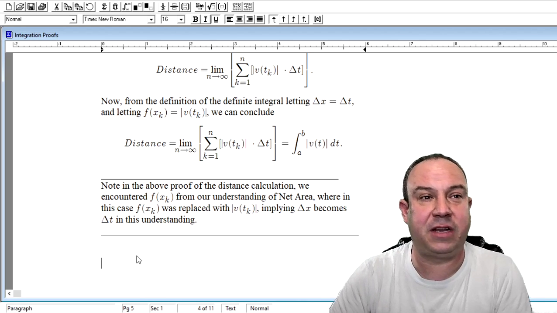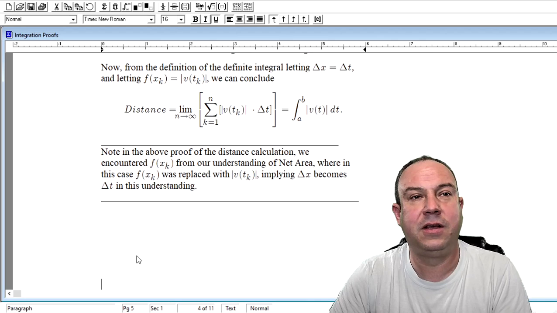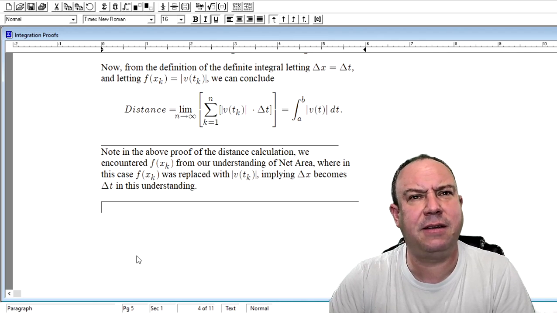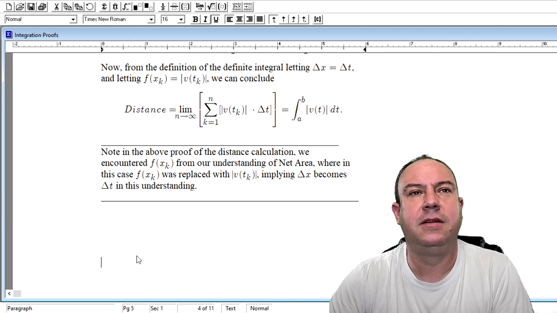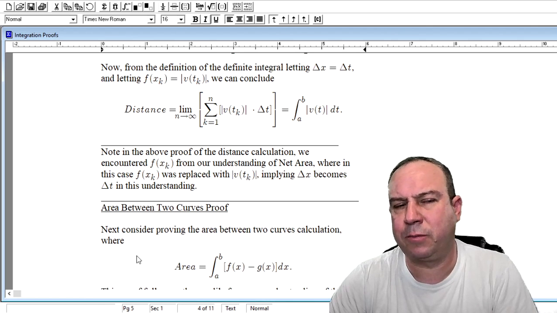For the sake of brevity, we're a half hour in. You can see we've got a few pages to get through here. We've got 3 more proofs to look at. Area between the curves. This one we can probably relate to a little better.